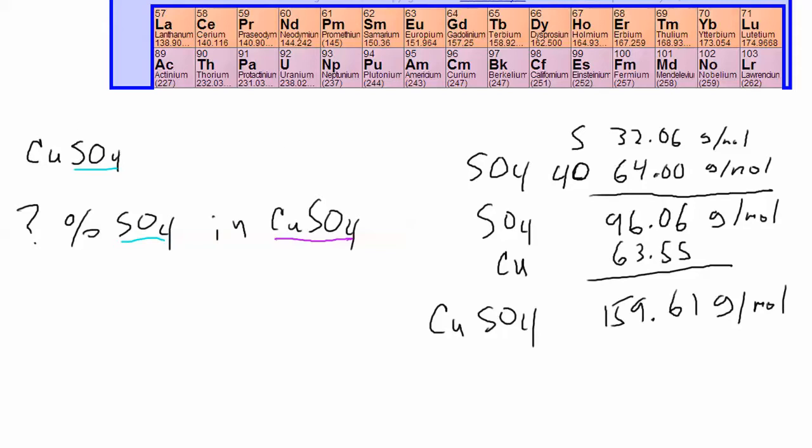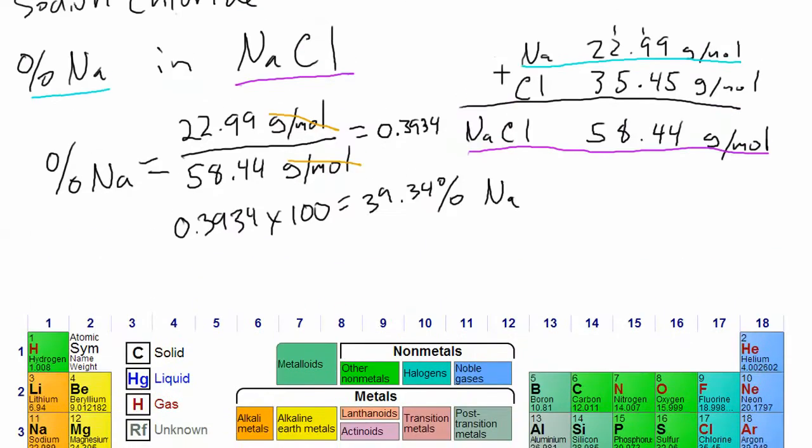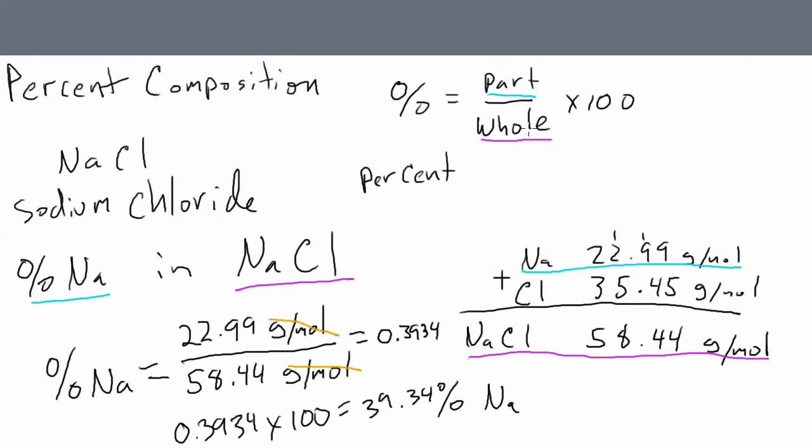We were trying to find the part and the whole that we're interested in. This is the sulfate. This is the part that we're interested in of copper sulfate. That's the mass of the part. And then the mass of the whole copper sulfate is right here. All right, so percent composition is the part divided by the whole times 100.